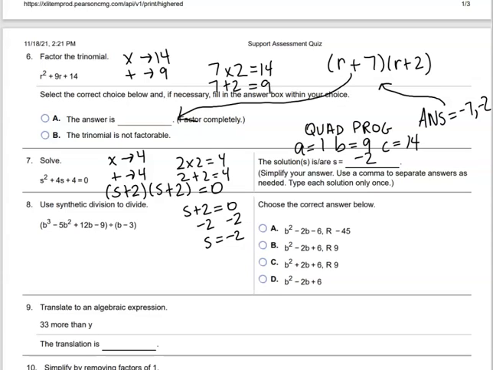If you're using the quad program, you would just simply plug in that a is equal to 1, b is equal to 4, and c is equal to 4, and it would tell you that the answer is -2.